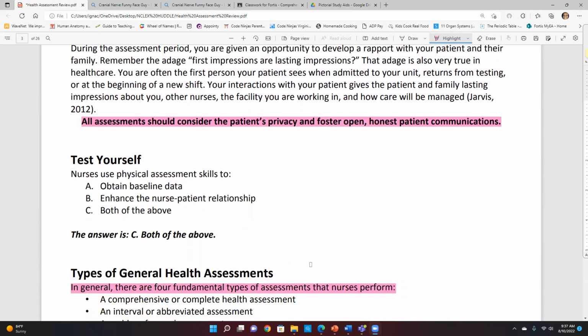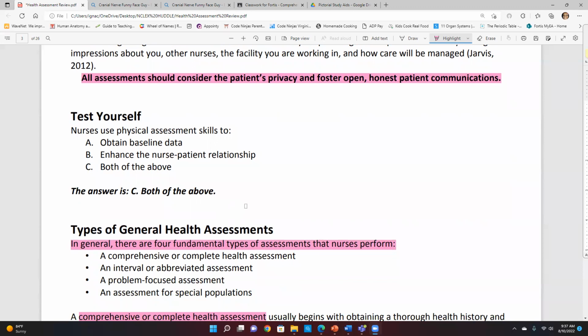And when you're performing your assessment, you want to make sure that you provide for privacy and you want open and honest communication. And you're going to utilize therapeutic communication. So throughout this document, you're going to see test yourself. So it's just going to say, okay, do you understand the general concepts? So this first test yourself section says nurses use physical assessment skills to obtain baseline data, enhance the nurse-patient relationship, and it's both of those, right? Both of the above. That's what we use our physical assessment skills for.